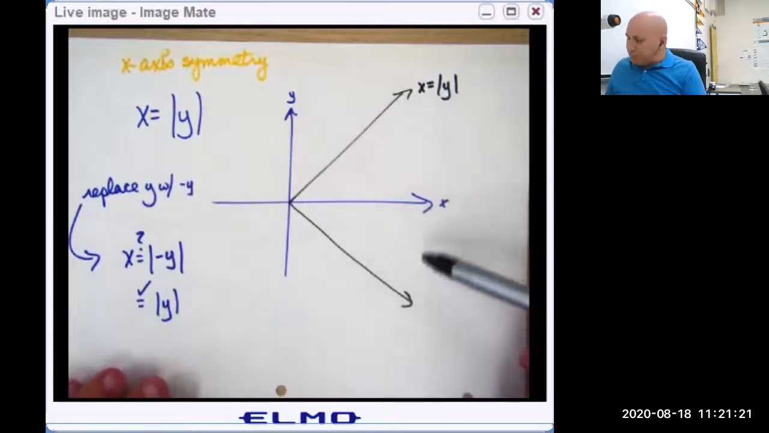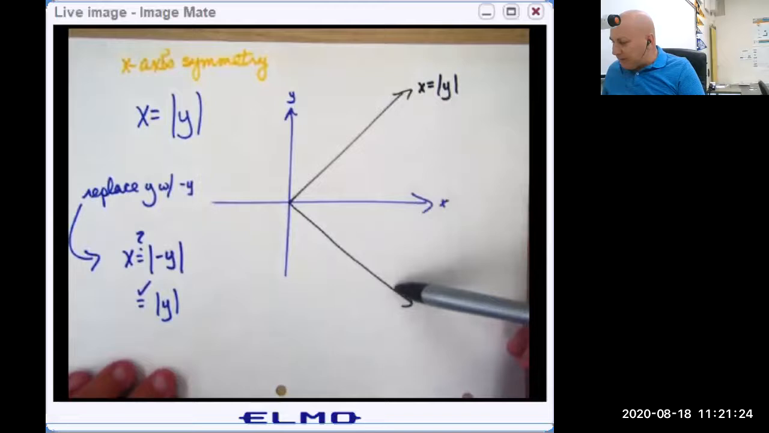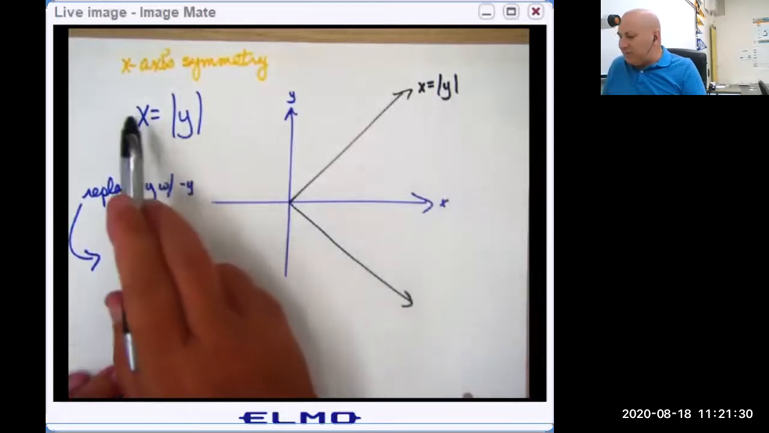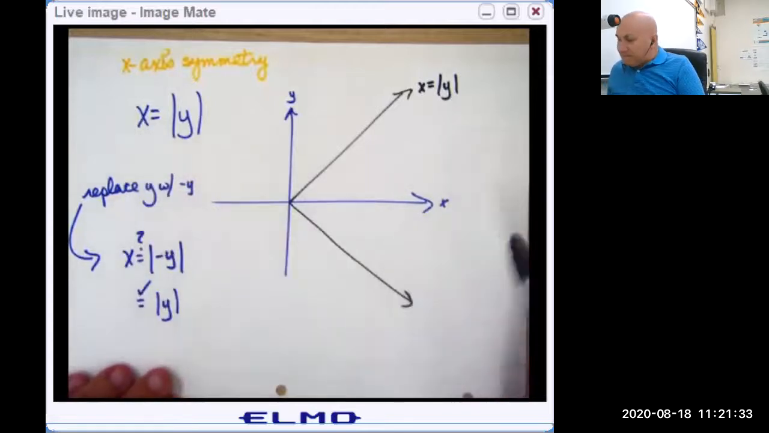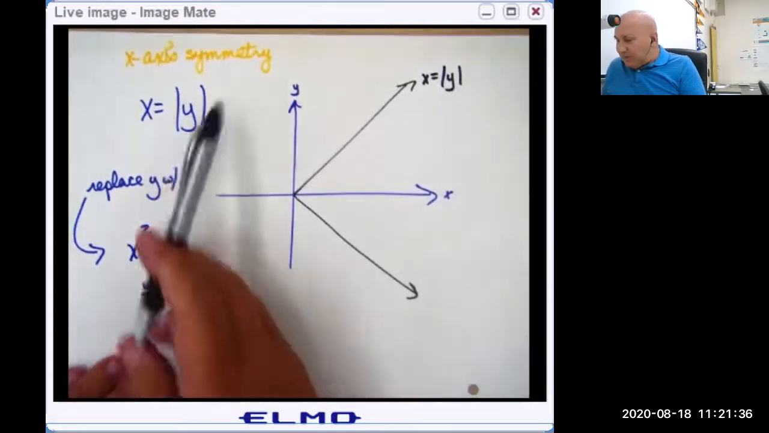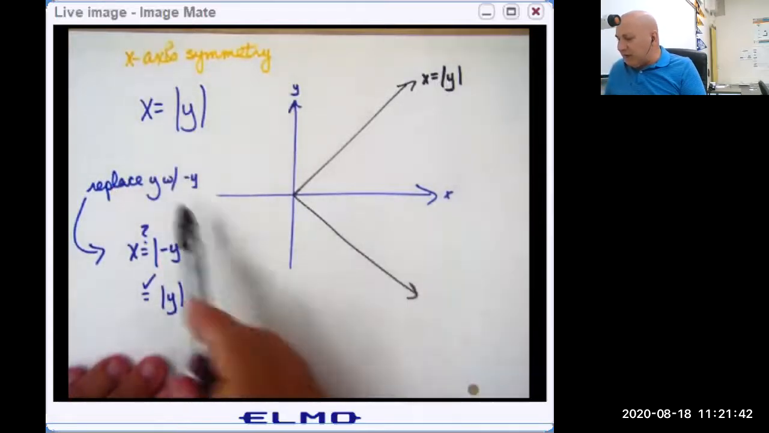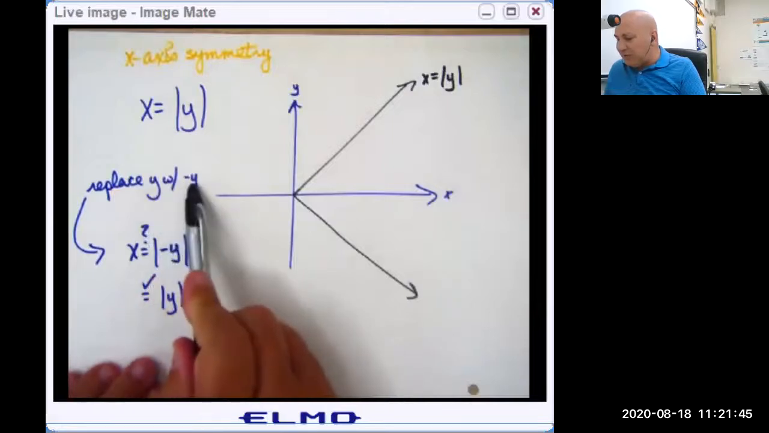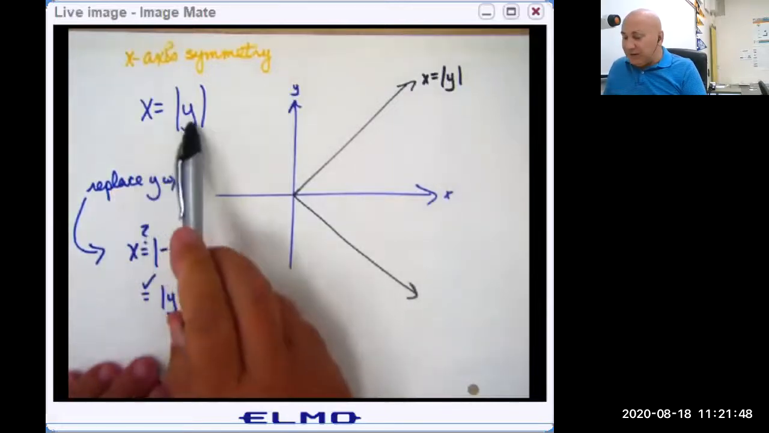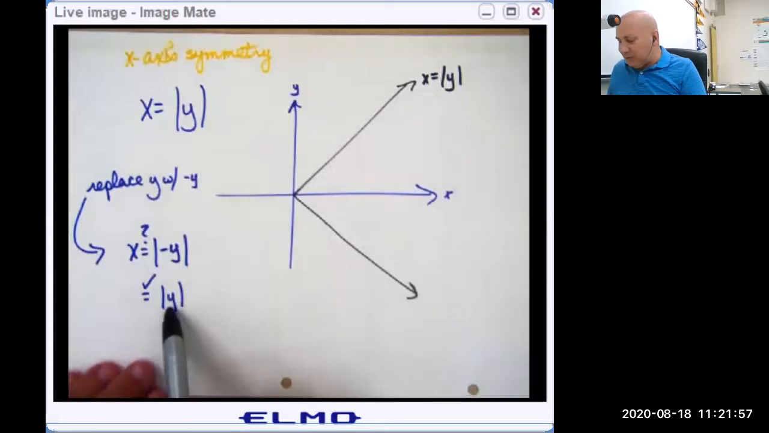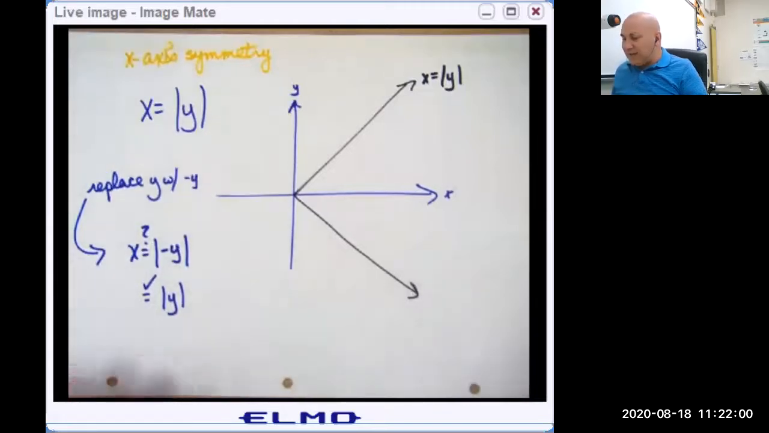So this is x equals the absolute value of y. So if y is negative 4, the absolute value of it would be 4, which is x. So to see if something has x-axis symmetry, it should flip over the x-axis, that changes the y value. So we should replace y with negative y and see if we end up with the same equation. And if we do replace this y with a negative y, the absolute value of negative y is the same as the absolute value of y. So this graph does have x-axis symmetry by doing that substitution.